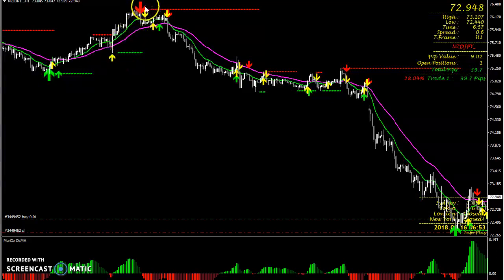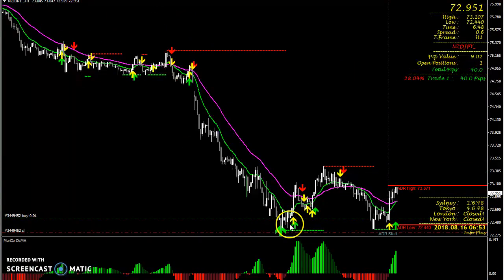Why? Because it did not have the reverse set of arrows. See how simple it is? You just triple arrows, 1 2 3, it goes up. Triple arrows in the other direction, go down, and you stay in the trade until you see the reverse setup of the triple arrows.